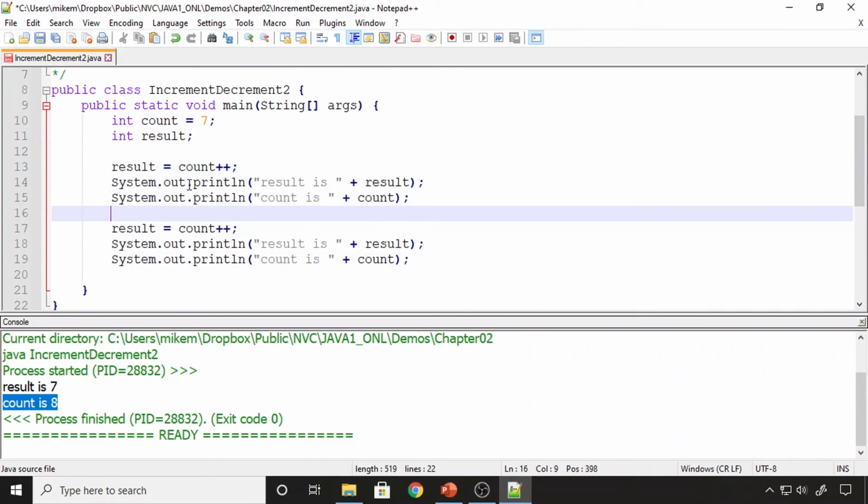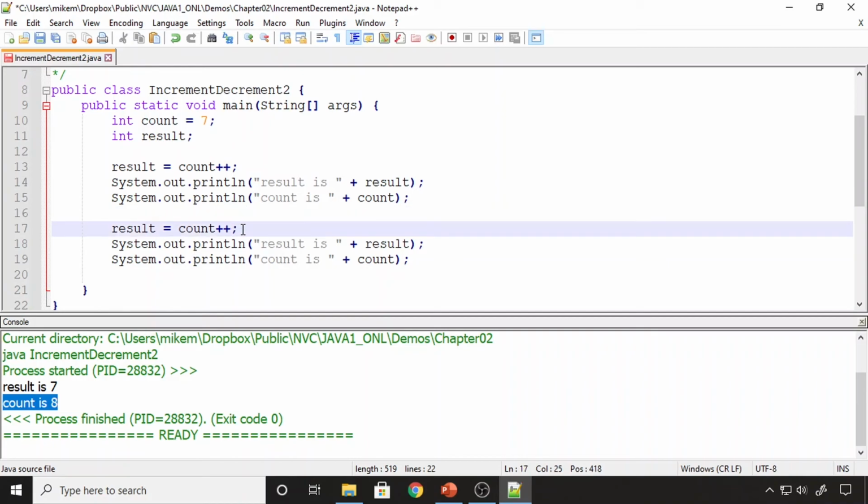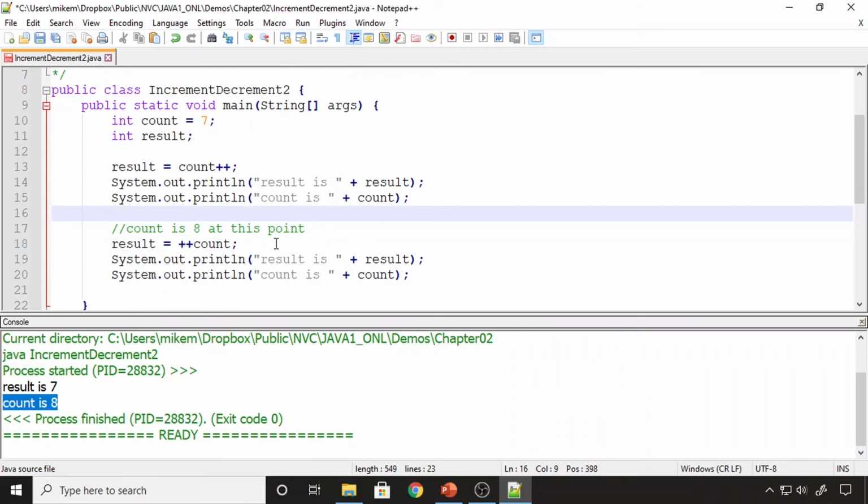So I took the exact same code that I have above, but this time I'm going to do the pre-increment. So I'm going to go ahead and move the plus plus to the front. So keep in mind that count is 8 at this point. So if count is 8 at this point, we're assigning the value of count plus 1 to result. Because I'm using the pre-increment, Java is actually going to change the value of count and store that value into result. So 9 will be stored into result.